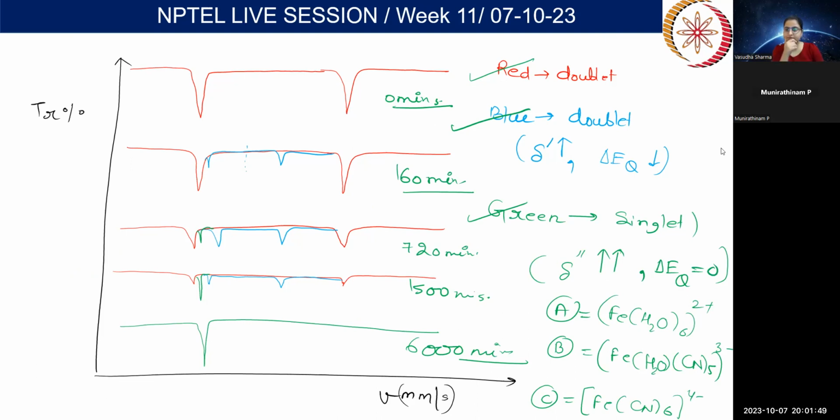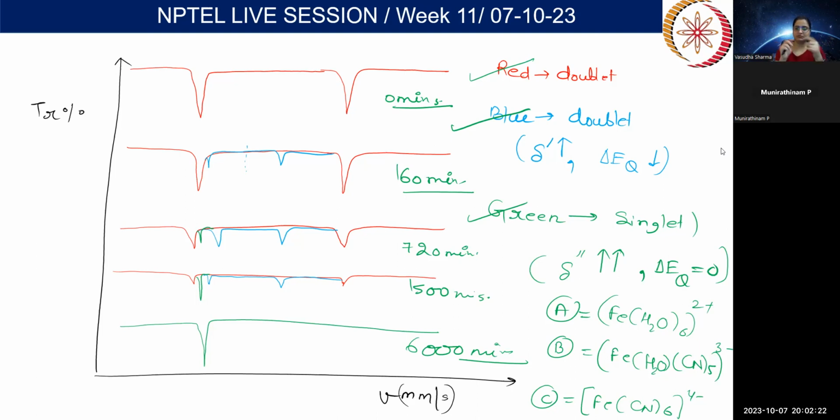Ma'am, A complex for red, ma'am. Yeah, okay, great. Then C complex blue. C or B? B complex blue. C complex green. Right. So how did you come to this?